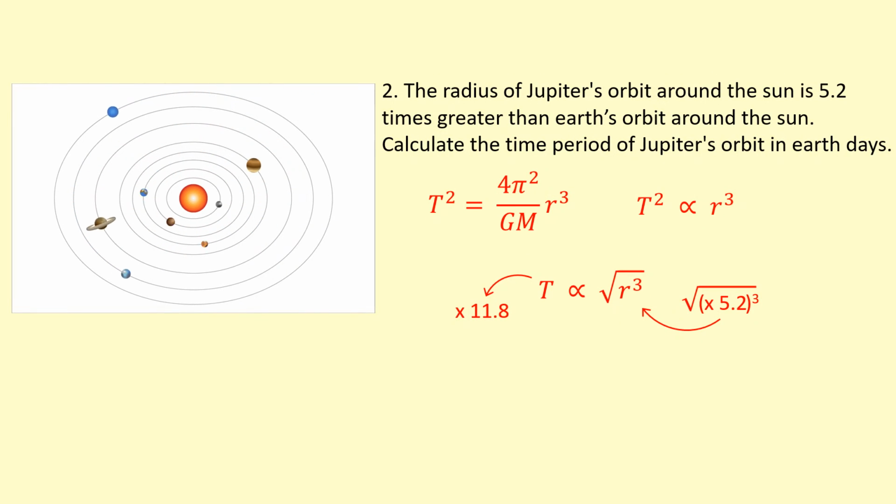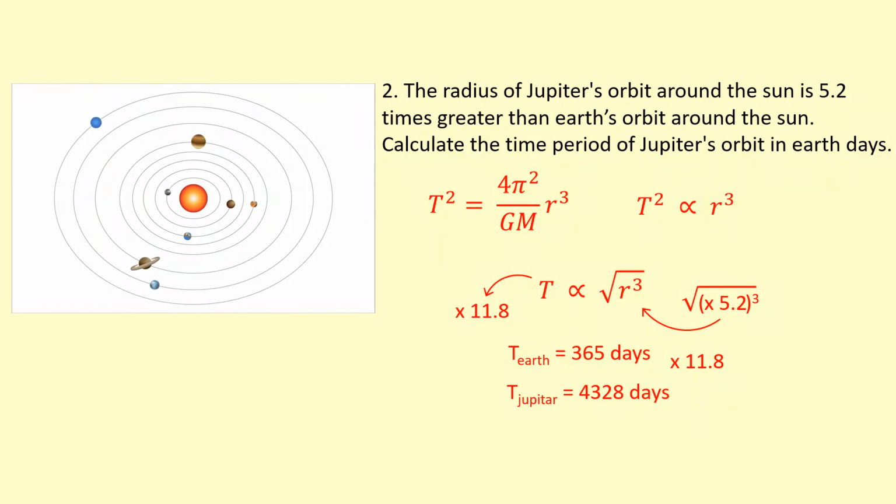Now it takes the Earth 365 days to go around. So that's the time period of Earth's orbit around the Sun. If I times that by 11.8 times bigger, it takes Jupiter 4,328 days, which is obviously much longer.